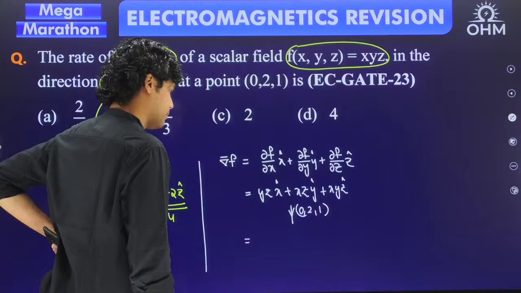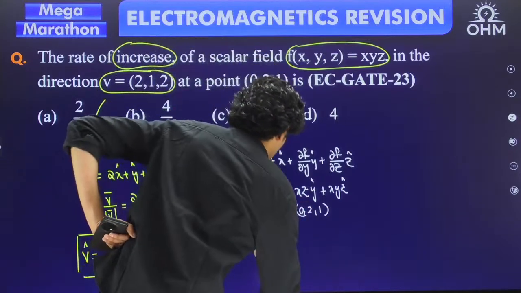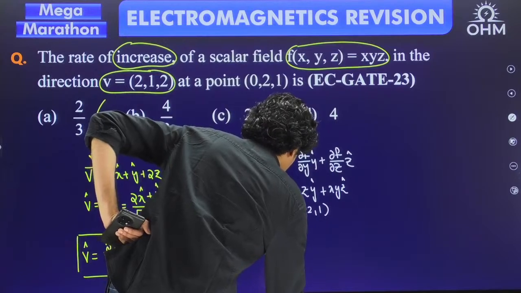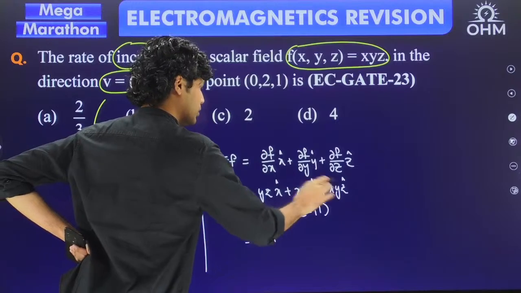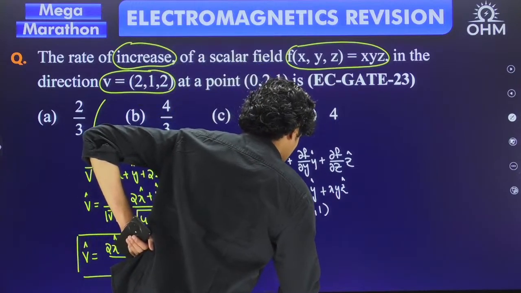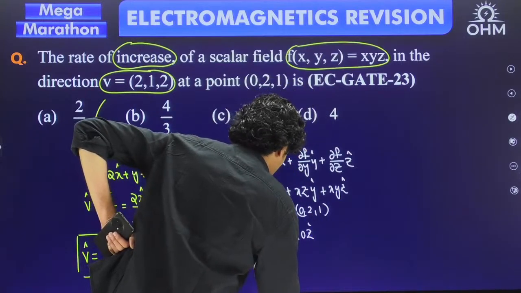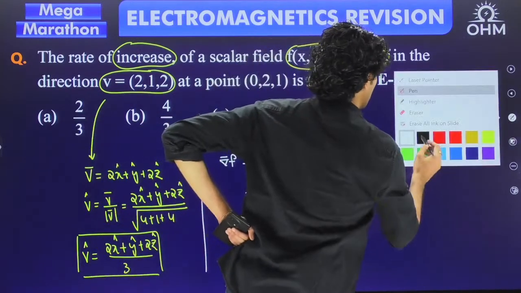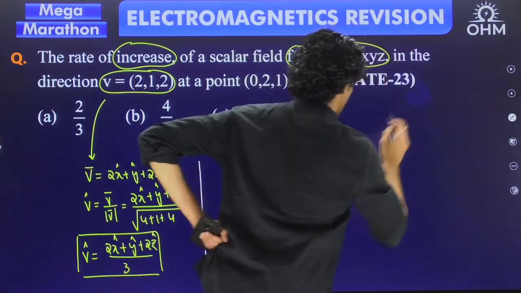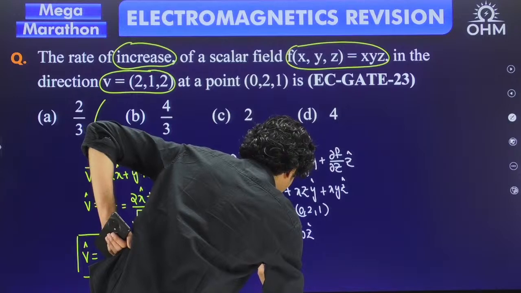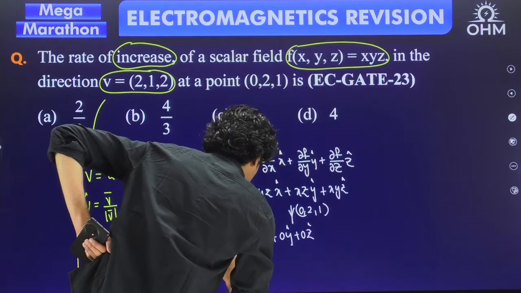So yz is 2 into 1. 2 into 1 is 2 times x cap plus x into z is 0. X into y is also 0. So 0 y cap plus 0 z cap. So because of cancellations, you are left with only 2x cap. 2x cap is the only term remaining for you. Okay. So step 2 is complete. You have calculated the gradient at the given point of interest.